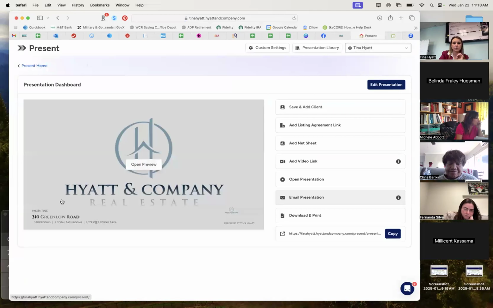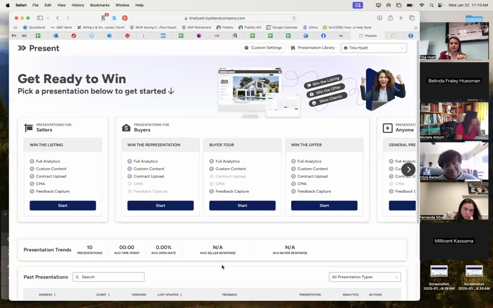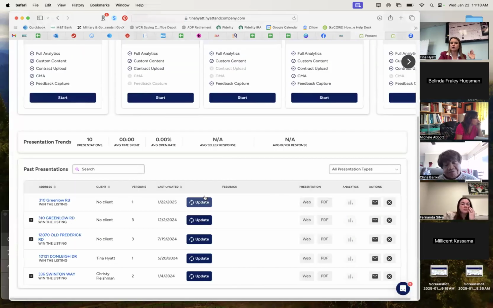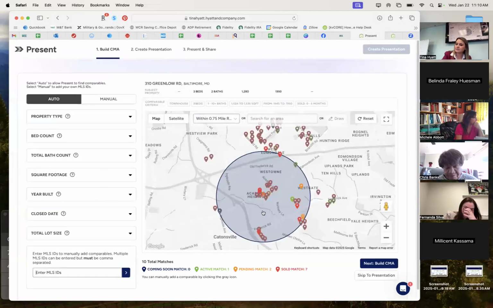So before I go to present, you'll notice it saves them down here for me. See where it says update? On this one, the listing for Greenlow Road that I did back on December 2nd, if I created it on December 2nd and we got delayed, pushed back for whatever reason, I can click update and it's automatically updating the comps in my area for me. Yeah, it's pretty cool. So now these are live.